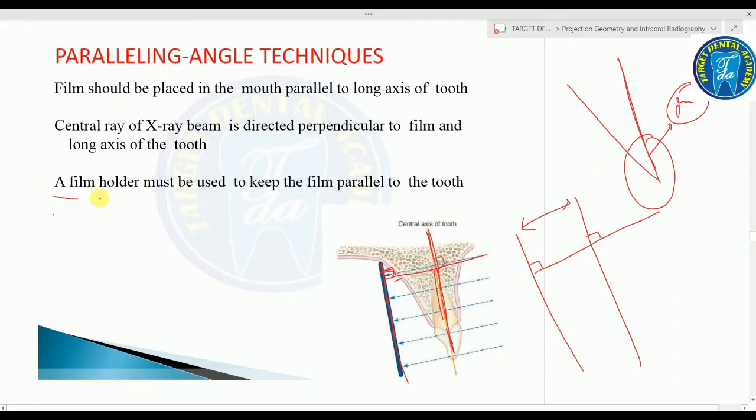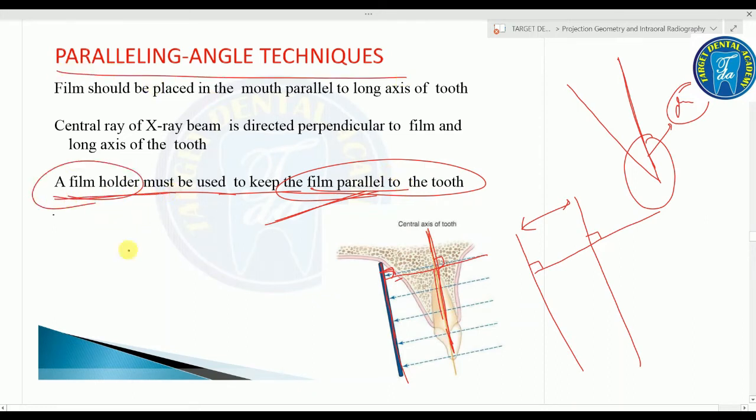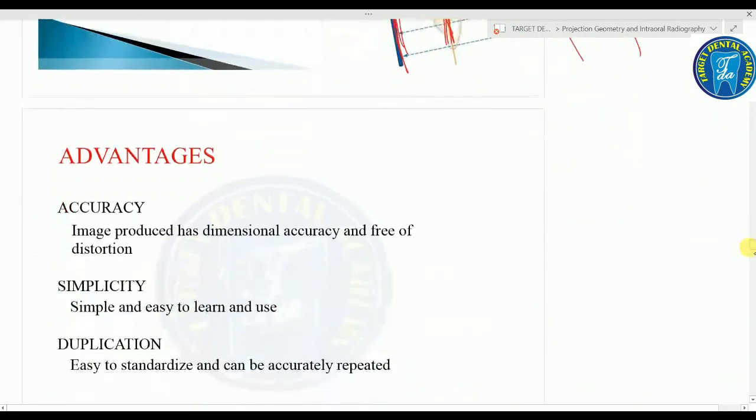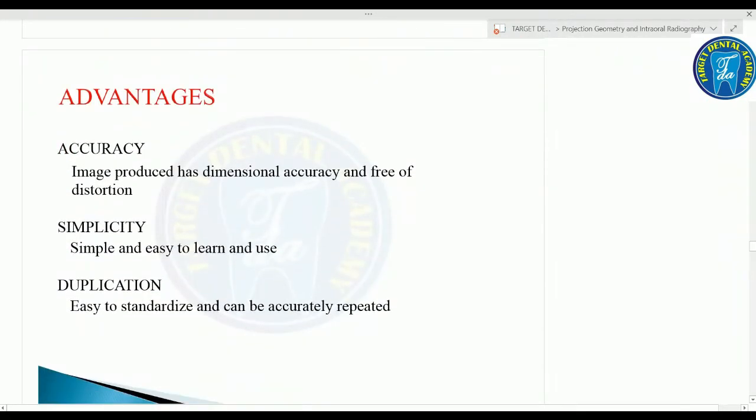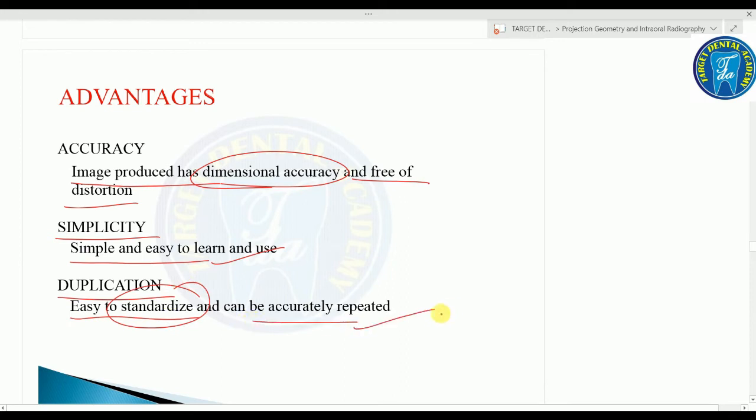These are parallel to each other, and the central X-ray beam is perpendicular to the tooth as well as perpendicular to the film. In this, a film holder must be used to keep the film parallel to the tooth. But in the bisecting technique, we will not use the film holder to shoot an X-ray. In the paralleling technique, a film holder must be used to keep the film parallel to the long axis of the tooth. Fine. So the advantages are accuracy: the image produced has dimensional accuracy and is free of distortion. Simplicity: it is simple and easy to learn and use, it is easy to standardize, and it can be accurately repeated.